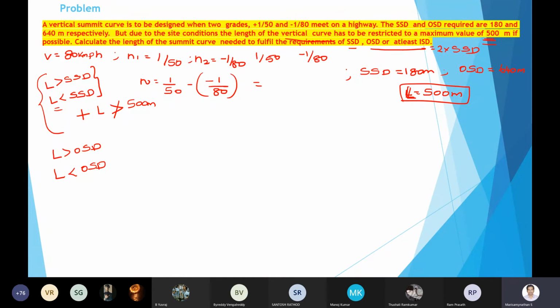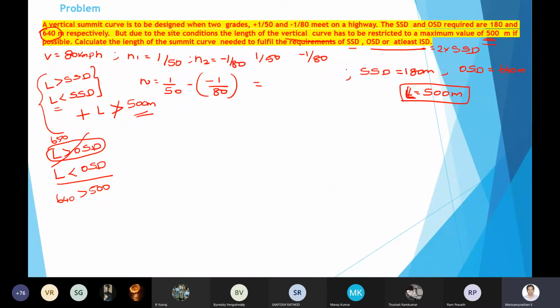But if you see, the OSD value is 640, which is ultimately greater than 500. So this case is not possible. If the length is more than OSD, it might be 650, but our case is that we have to restrict the length to a maximum of 500. So ultimately this option is ruled out. Only one case we have to check: length is less than OSD.